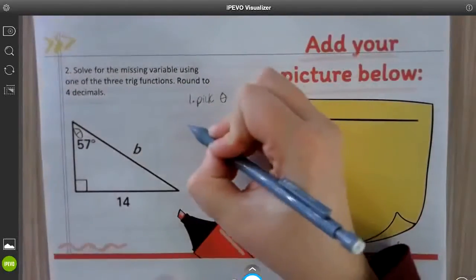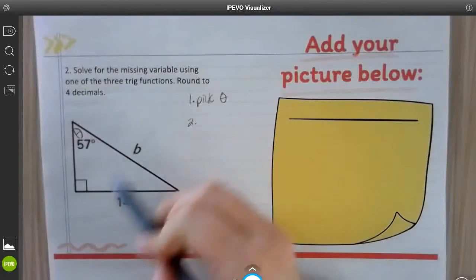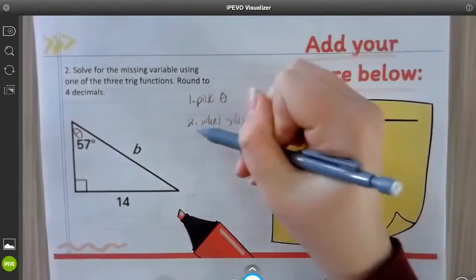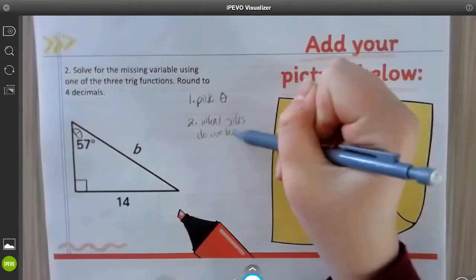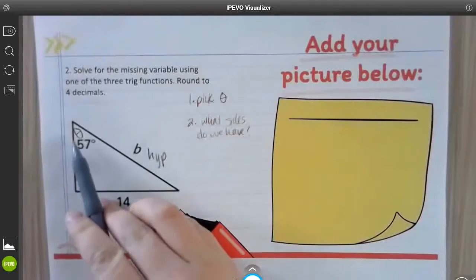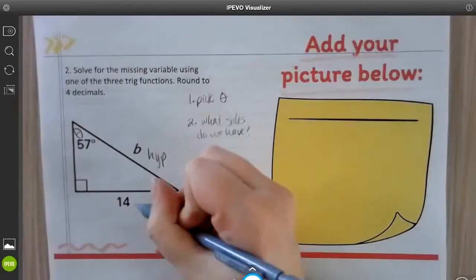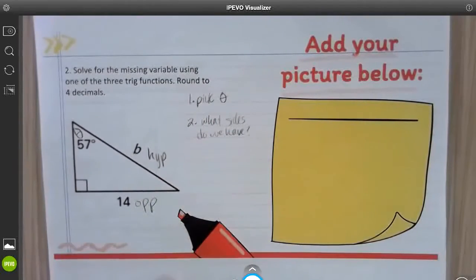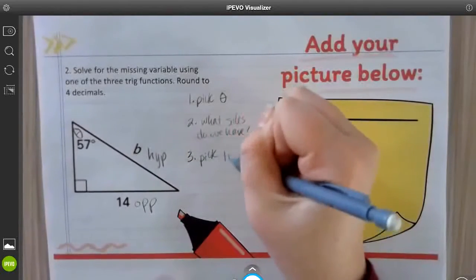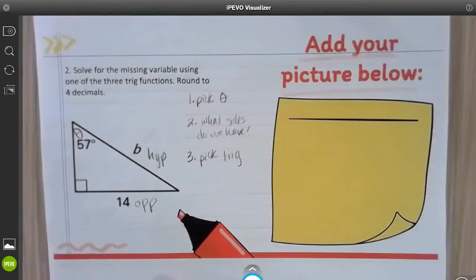After we pick theta, we need to assign what sides have been given to us. What sides do we have? Well, we know B is the hypotenuse, and we know since theta is 57, that 14 is going to be that opposite side from theta. Now we need to pick a trig function to start solving and setting up the problem.